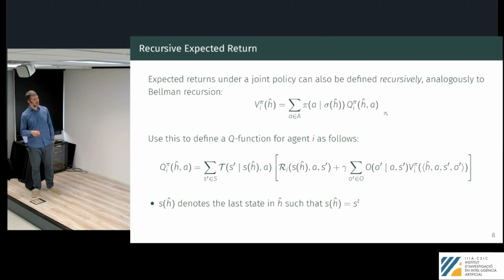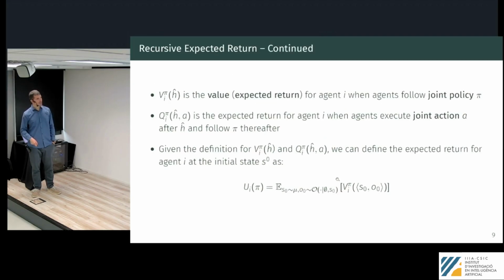And then you can build again next joint action. If you go here, you need to start this somewhere. So S0 is the initial state in your game, and O0 is the initial joint observation. That's the root of the tree, basically. That's where everything starts, and you build it down from there. Okay. Does that make sense?